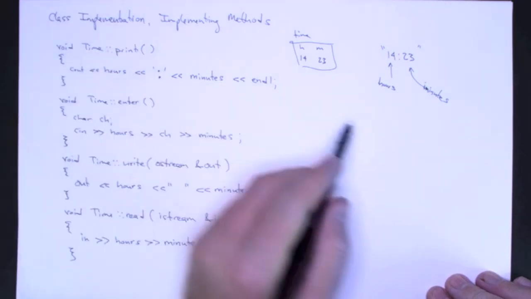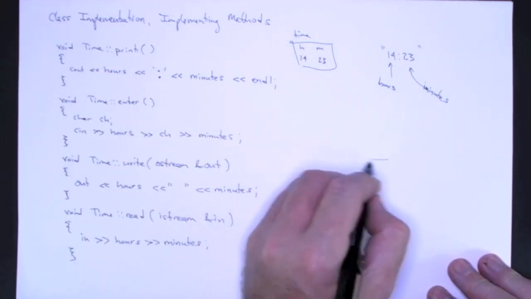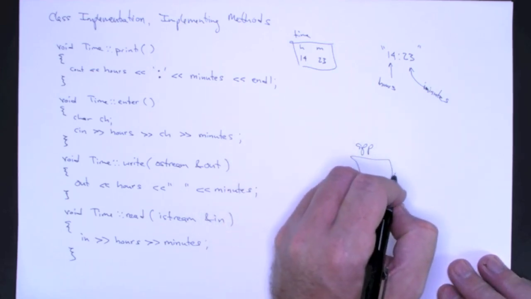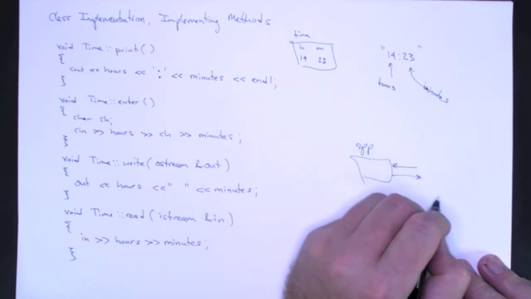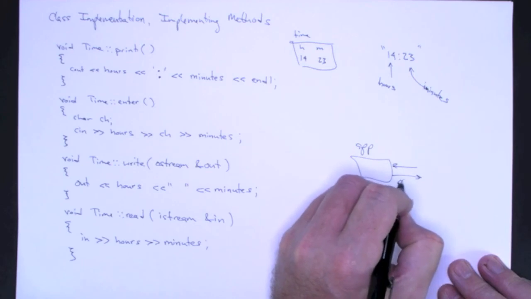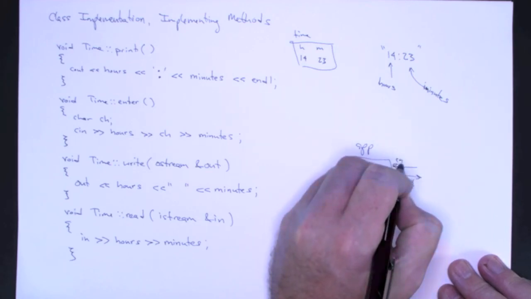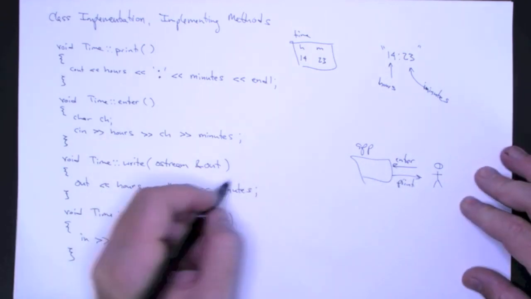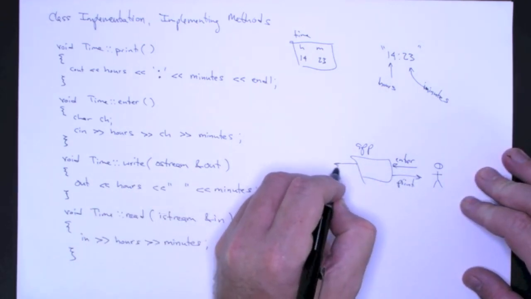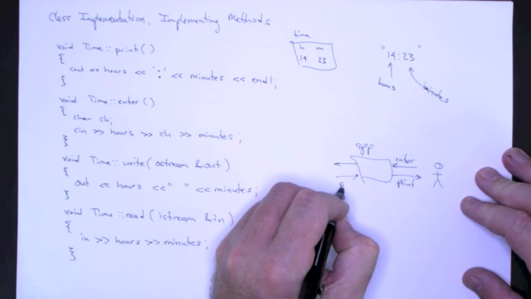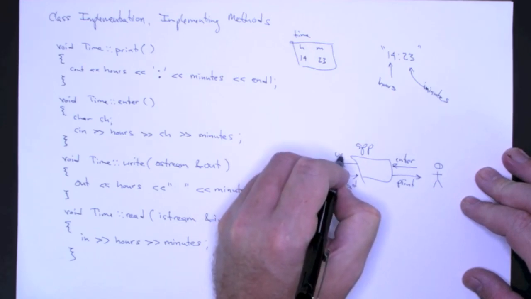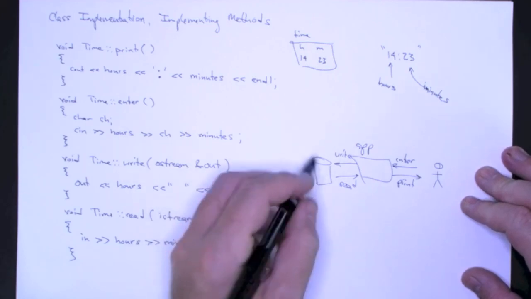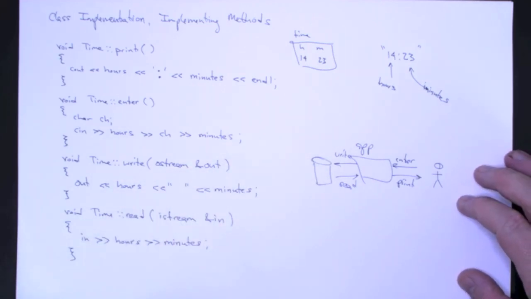Print and enter will be used for communication with the user. Remember, if I've got my app and here's my time object, I'm going to use print and enter for interaction with the user, and then I'm going to use read and write for interaction with the disk or whatever, the network or whatever the storage device is.